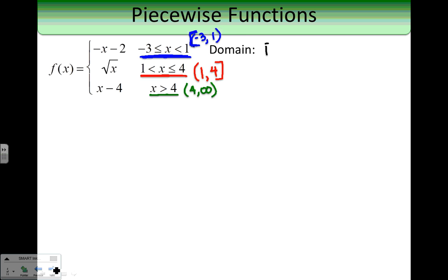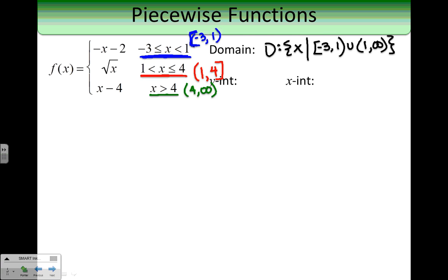So what we would say for that domain is that the x values go from -3 to 1, union from 1 to infinity. Because it goes from 1 to 4, it can be equal to 4, and then 4 to infinity. So that kind of meshes together. But we skip over that 1 because in neither of those domains is it ever equal to 1.